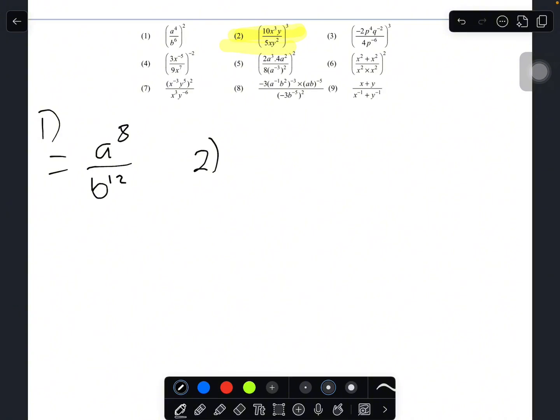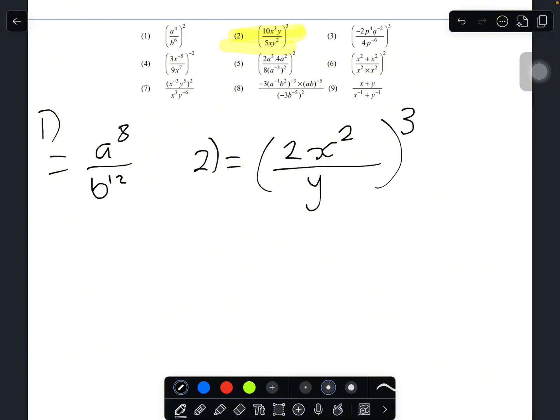Now, you can also work within the brackets first and simplify. So let's try doing that. That's how I tackle the sum here. So I have 10 over 5. That can be simplified to a 2 on my top part. And then I have x to the power 3 over x. That's just going to become an x squared. Then y over y squared is going to be 1 over y. And then now I'm going to have this to the power 3.